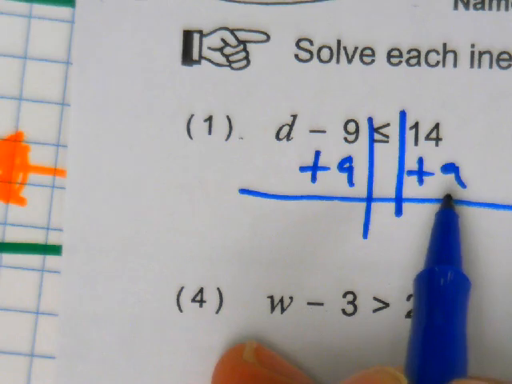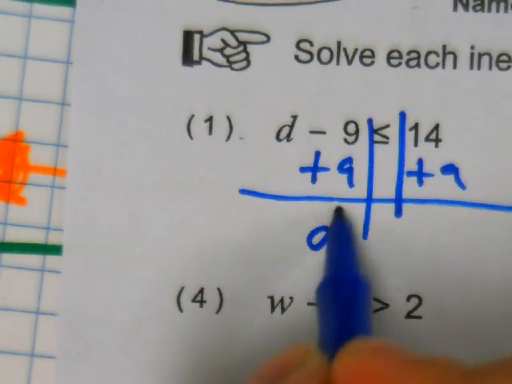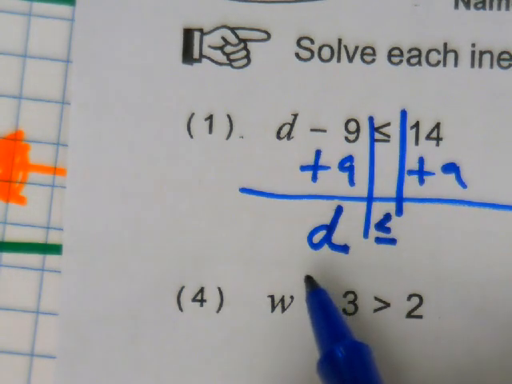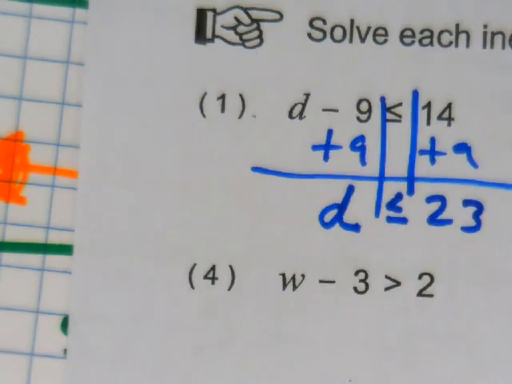That's what I'm grading. I'm grading your work. What do I have left? I have a D left over. Bring down the inequality, less than or equal to. What's 14 plus 9? 23. And you're done because I'm not going to have you graph all of them. So just the answer, just the number. This is your answer.